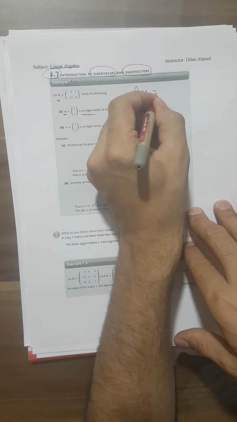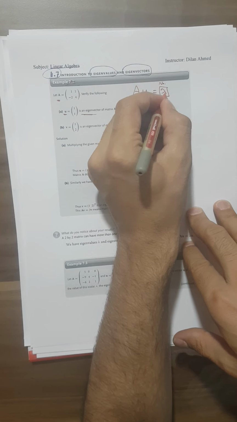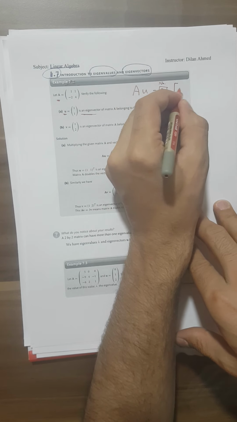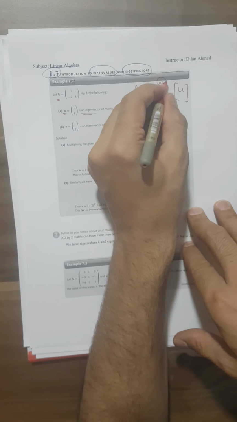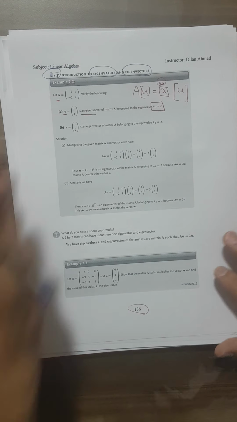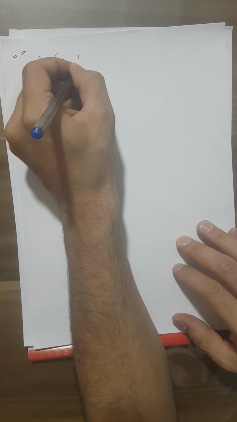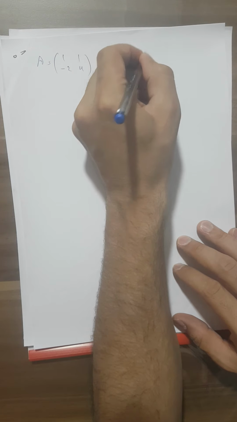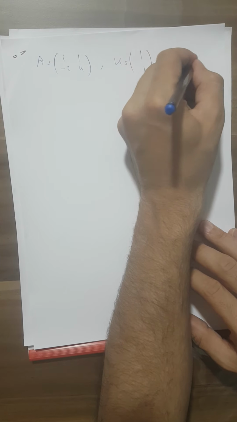U. If you can find a common number, a factor, any number, and you get U itself, this number is the eigenvalue. For more understanding, in the first example, just to prepare the subject, we have A equal to [1, 1; -2, 4], and U equal to [1, 1]. So find the lambda.